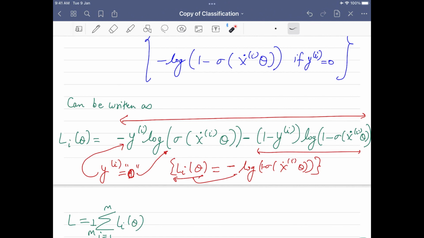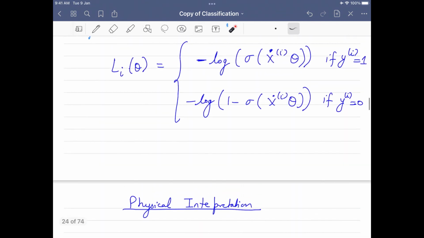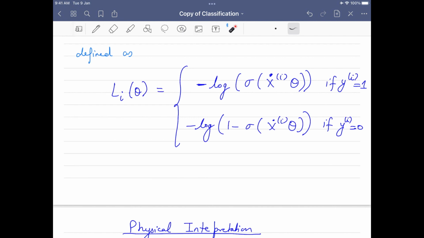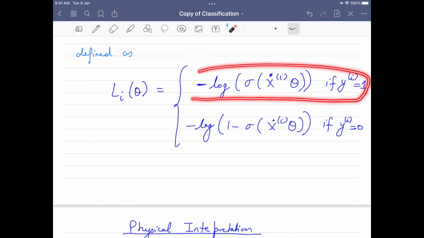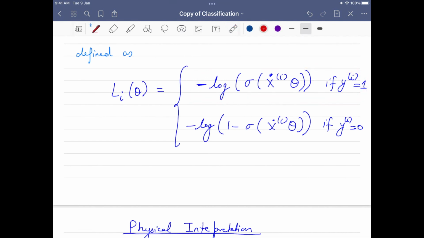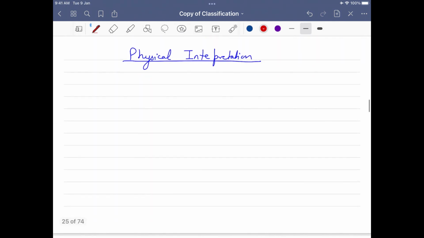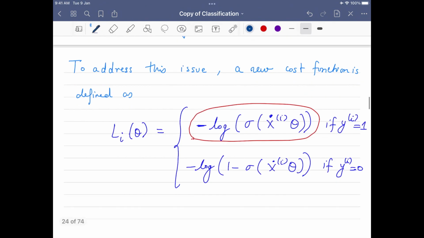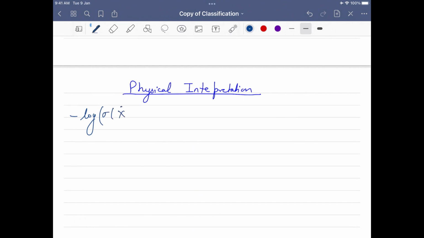Let us see what it tries to tell you, in terms of the physical interpretation. If you focus on this particular expression first, it says that if your label is 1, the corresponding loss function that we have is this one. Let us interpret what this is. It is saying your loss function will be minus log of sigma xi theta if the corresponding label is 1.